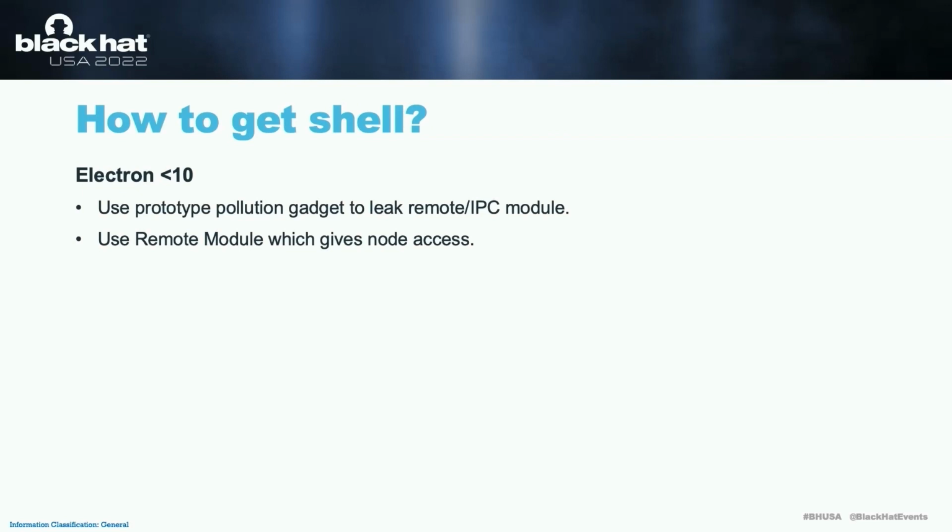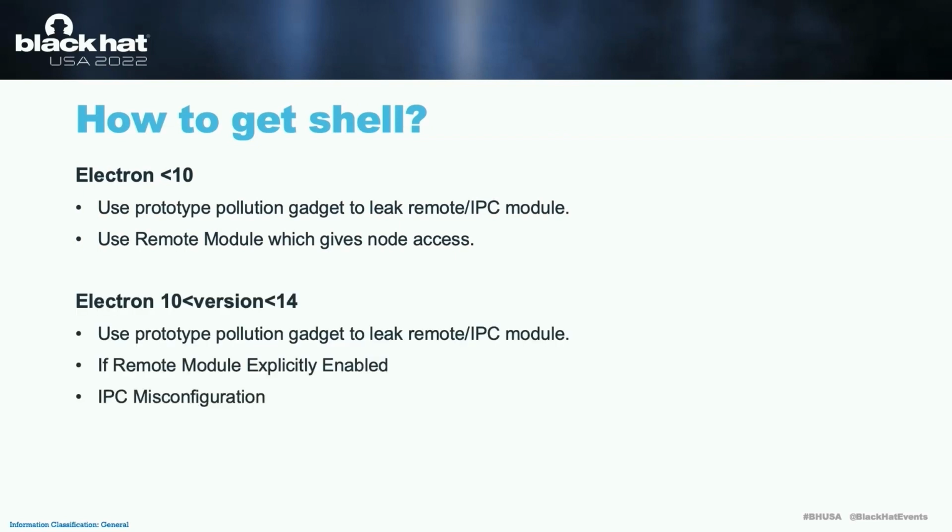If the version of the Electron app is less than 10, then you can use a prototype pollution gadget to leak the remote module or IPC module. The remote module, according to the Electron documentation, is a module used to bridge JavaScript objects from the main process to the renderer process. So once you have access to the remote module, even in a sandbox window, it is trivial to get access to node primitives using it. For Electron versions 10 to 14, Electron developers thought about this and they disabled remote by default. So they toggled it from true to false.